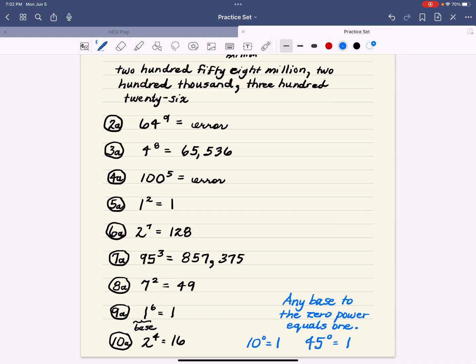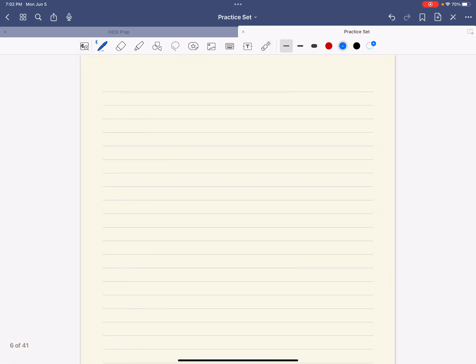Okay, let's do the square roots. And I think I'll just let this video keep running and then I'll stop it. It tells me to find the square root of each. The square root of 25 is 5. The square root of 49 is 7. The square root of 100 is 10. The square root of 81 is 9.